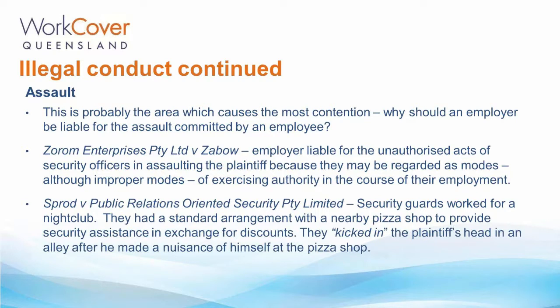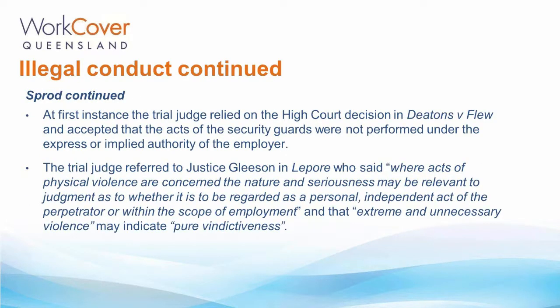At first instance, the trial judge relied on the High Court decision in Deatons and Flew and accepted that the acts of the security guards were not performed under the express or implied authority of the employer. Keep in mind that they're performing these acts in an alley next to a pizza shop, so not anywhere in connection with the nightclub where they were employed. The trial judge referred to Justice Gleeson in Lepore, who said that where violence is concerned, then seriousness may be relevant to judgment as to whether it is to be regarded as a personal, independent act of the perpetrator or within the scope of employment, and that extreme and unnecessary violence may indicate pure vindictiveness.